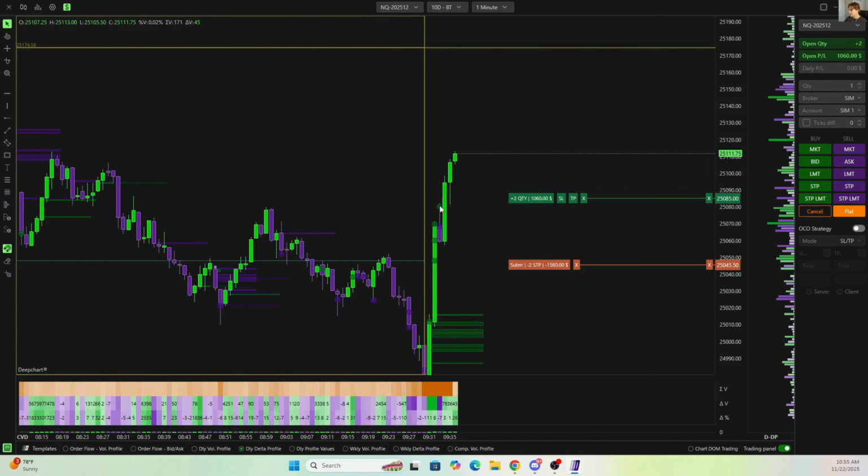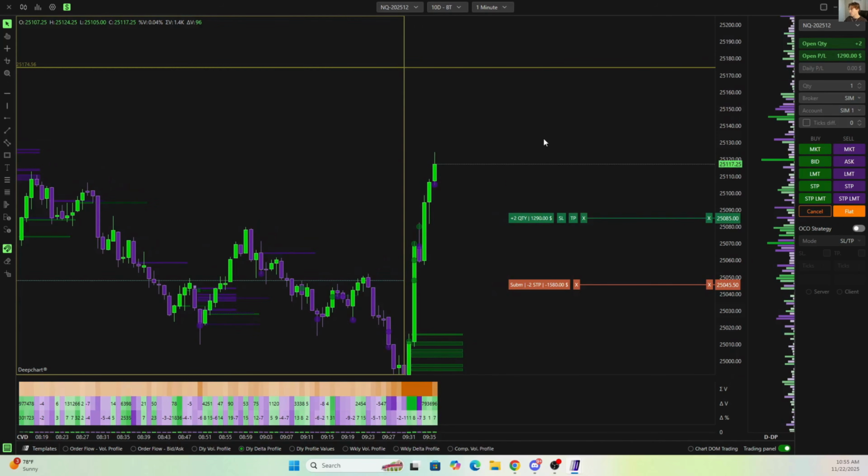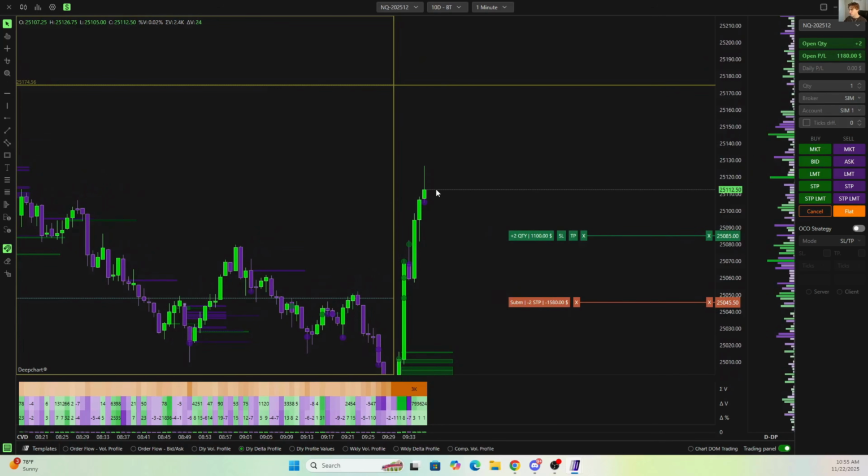This buyer right here has defended. More aggressive selling comes in and we have a strong push up off of it. We would want to see it close above this. We get the close above. Okay, TP1 smacked right away.